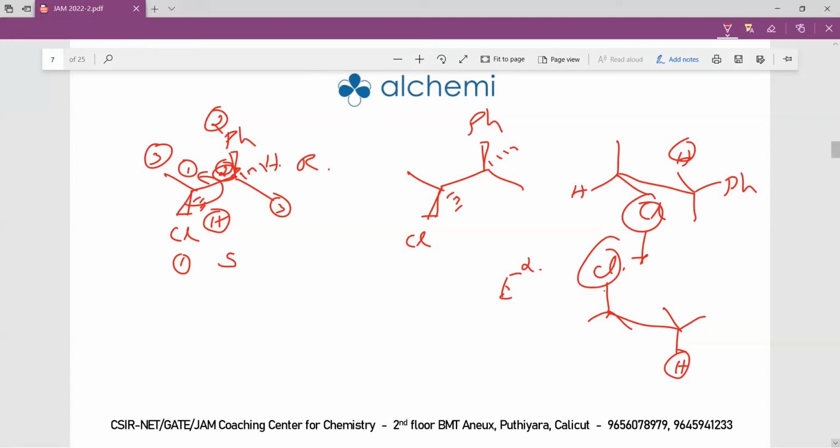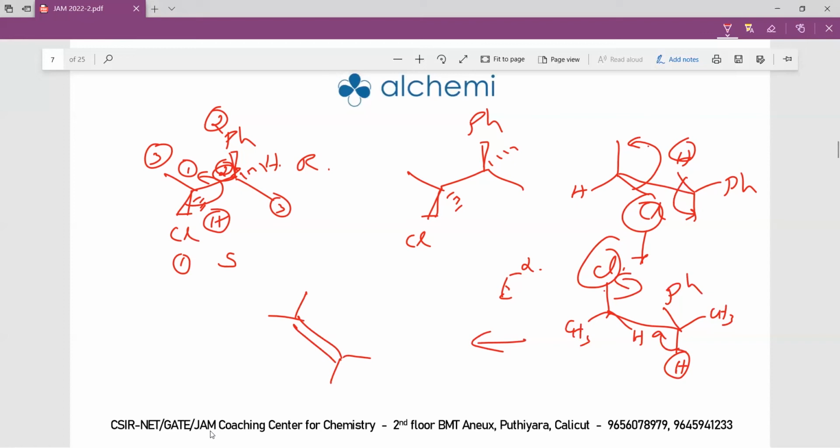So you can easily identify the anti-periplanar concept. If you want to place this chlorine, you should rotate it by 120 degrees. If you rotate it like this, chlorine will be here, hydrogen will be here, and CH3 will be here. Similarly here also, if you rotate it like this, hydrogen will come here, Ph will be here, and CH3 will be here. That is what we will get. Now it will eliminate like this, so you will get the product like this.